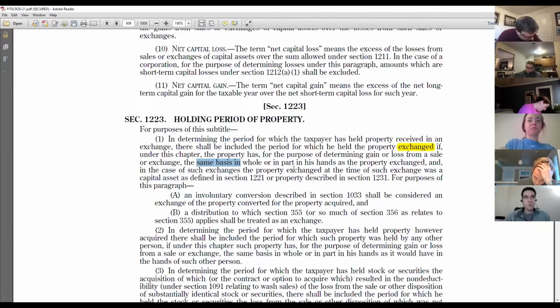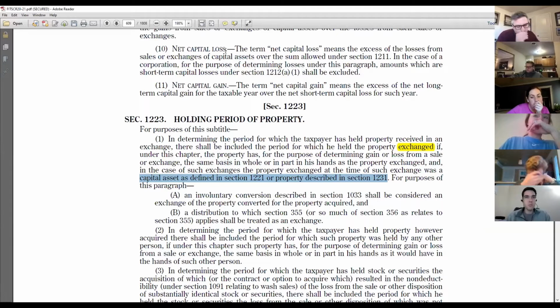There's another condition. The property that I give up has to be either a capital asset or property described in 1231. So let's say I held land as a capital asset, and I've held it for more than a year, and I contribute it to a partnership and get back a partnership interest. If I sell that partnership interest the next day, I would still have a long-term capital gain because my holding period is long-term because of this tacked holding period rule. Now, if I have an ordinary asset that I contribute, like inventory, then I don't get a tacked holding period because you don't get preferential treatment for holding inventory for a certain period of time.